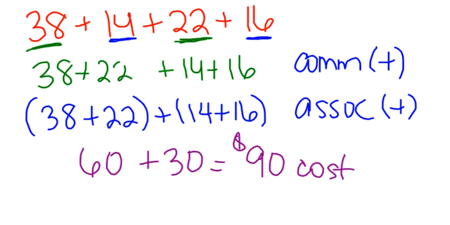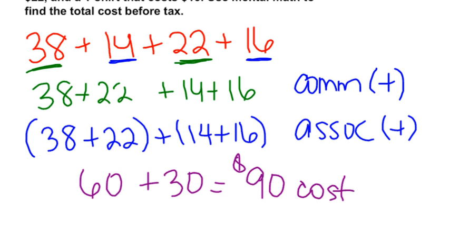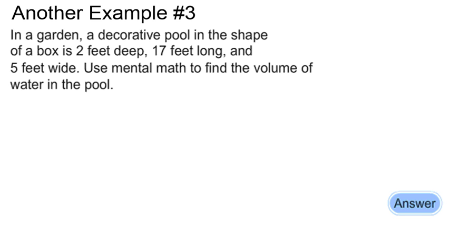So just to go over this again, I reordered the numbers, and then I grouped them into numbers that are easy for us to add, and then using mental math, I got 90. Okay, here's another example for you. In a garden, a decorative pool in the shape of a box is 2 feet deep, 17 feet long, and 5 feet wide. Use mental math to find the volume of the water in the pool.